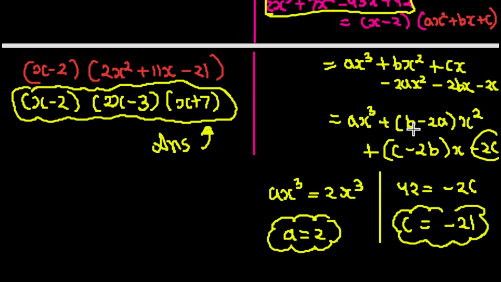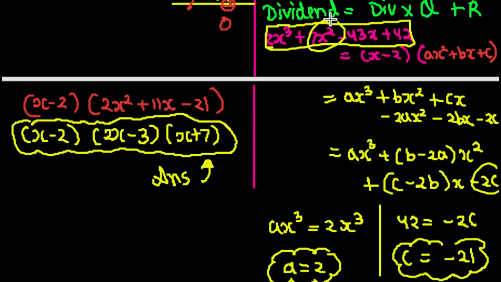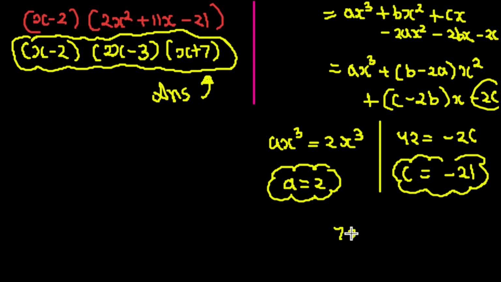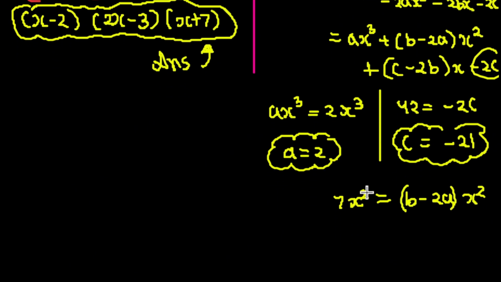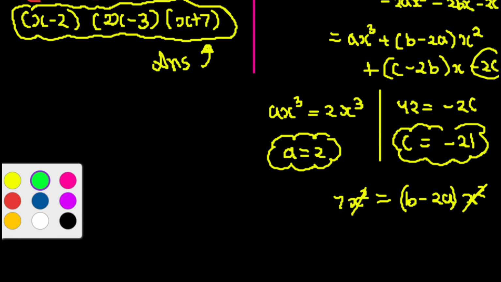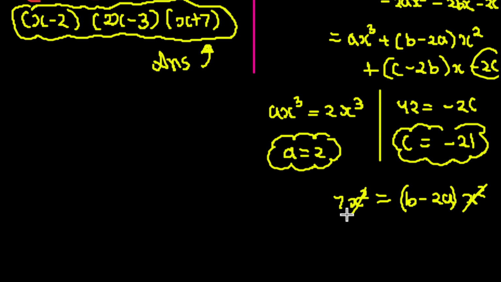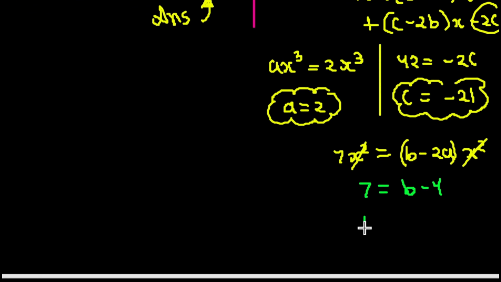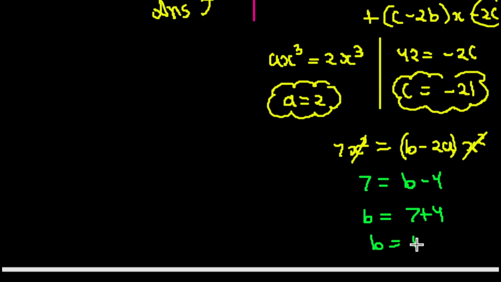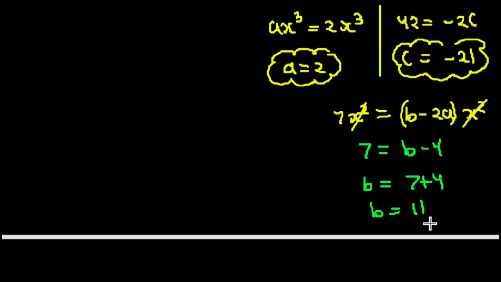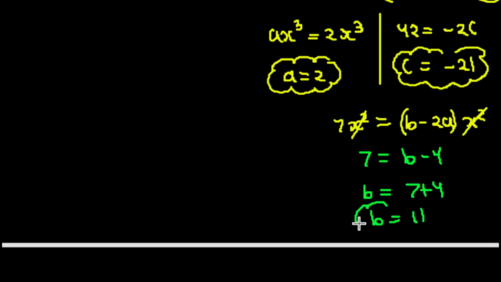Now your aim is just to find the value of b. We can use this term. So 7x squared is actually equal to the square term here, b minus 2a x squared, right? So I can cancel the x squared both the sides. What we are getting then is actually 7 equal to b minus 2 times a, and a is 2. So 2 times 2 is 4. Now b is going to be 7 plus 4, and that is 11, right? So that's how we get. Now we got the values for a, b, and c.